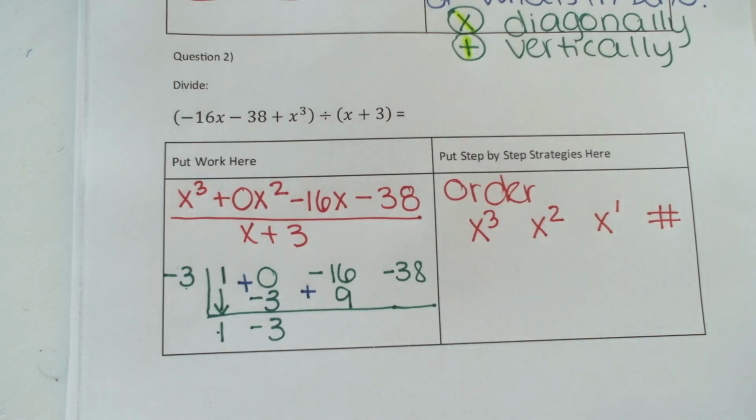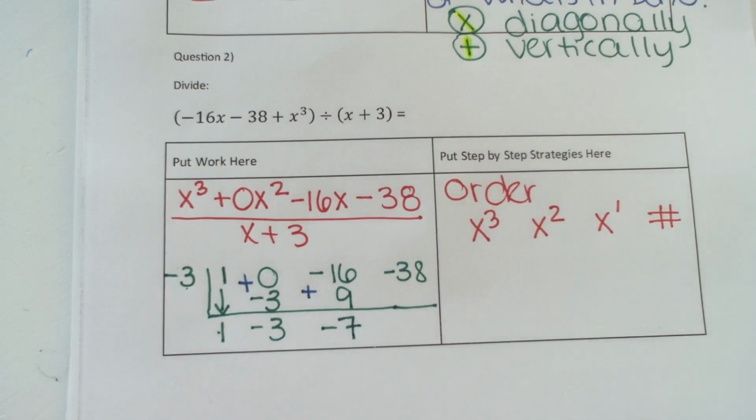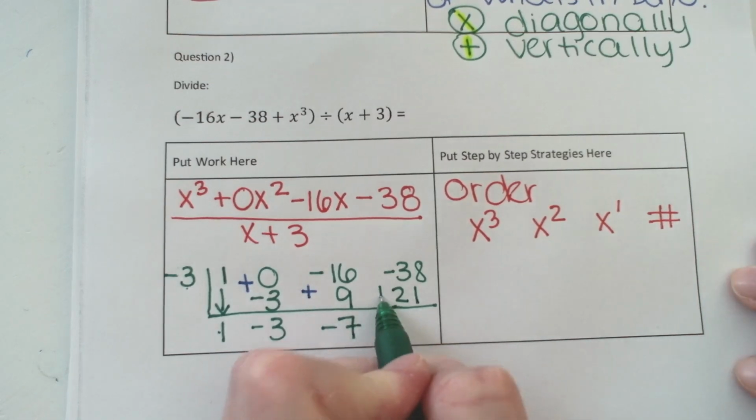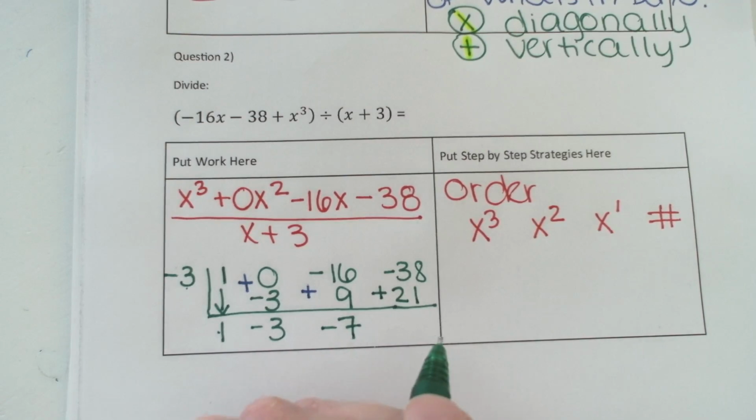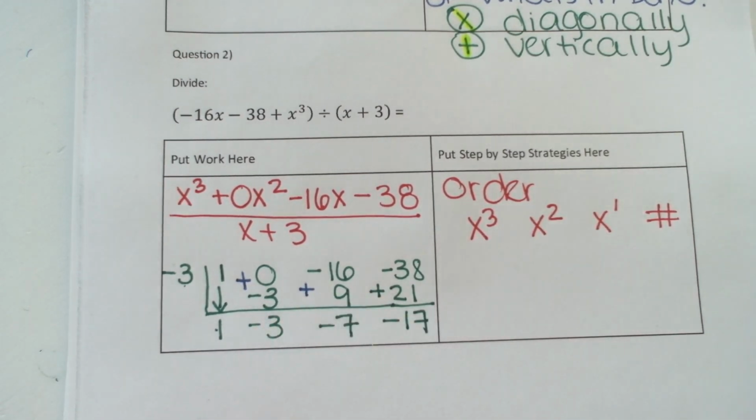And I just want to say most students are really good at the synthetic division process. The error comes in the arithmetic. So just be really careful about your signs and the arithmetic associated with that. So negative 16 plus 9 will give you negative 7. And then the negative 7 times negative 3 gives us positive 21. So then we'll add vertically, get negative 38 plus 21, and that gives us negative 17.